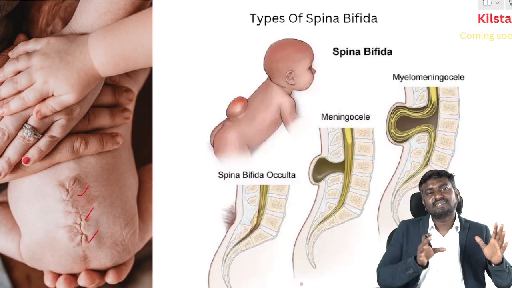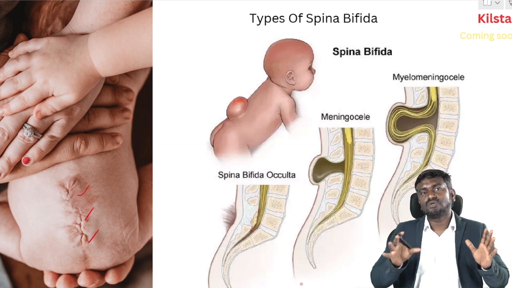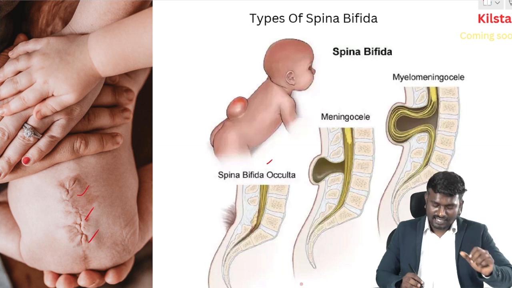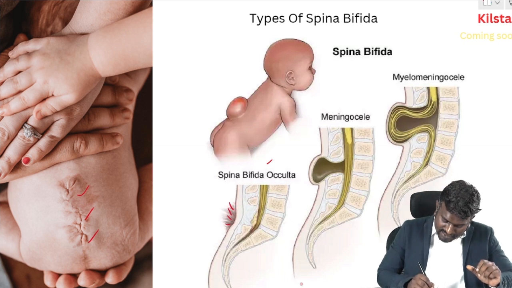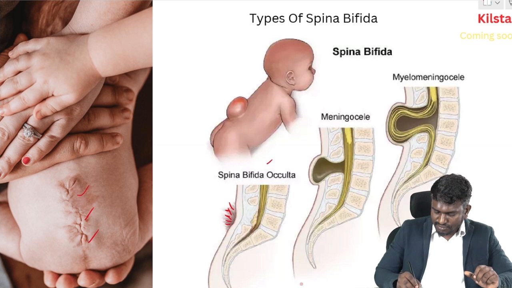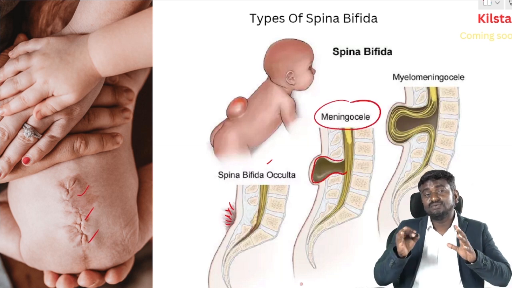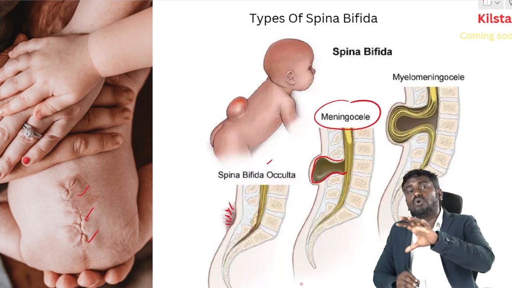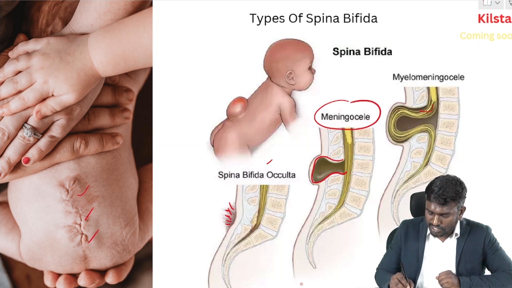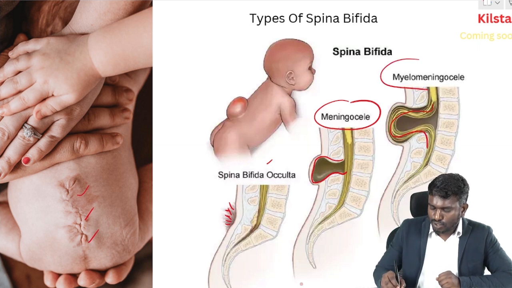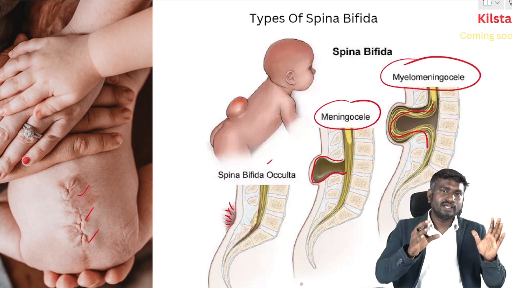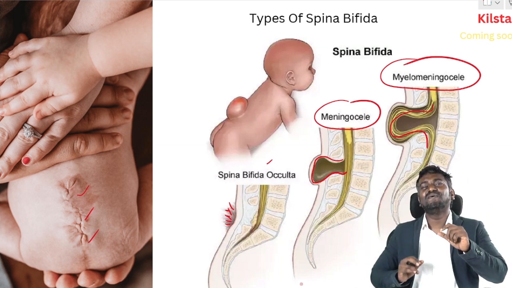Now, what are the types of spina bifida? It is going to be spina bifida occulta, where you're going to see a tuft of hair in this region. Next, this one over here is called meningocele, where you will see fluid accumulation. Fluid accumulation along with neural involvement is called what? Myelomeningocele. Let's revise quickly. We have occulta, meningocele and myelomeningocele.